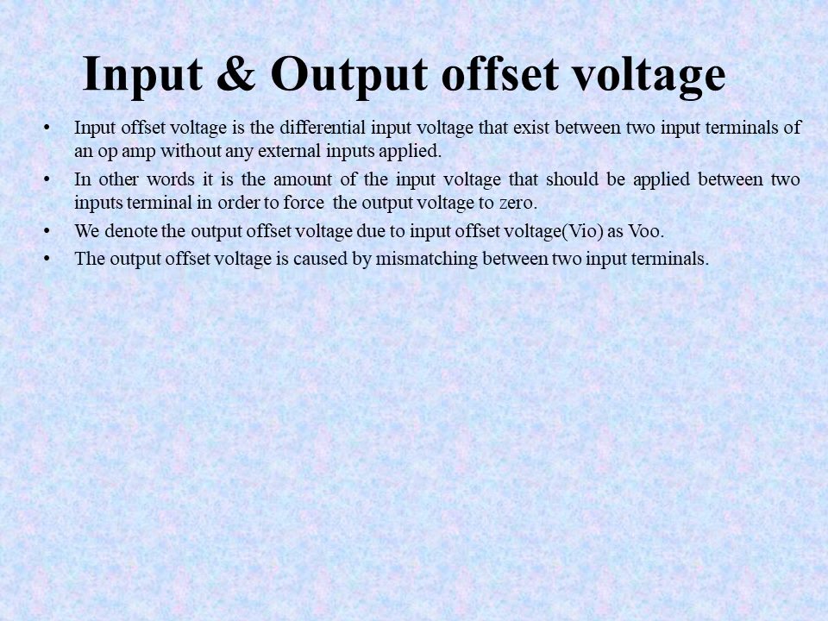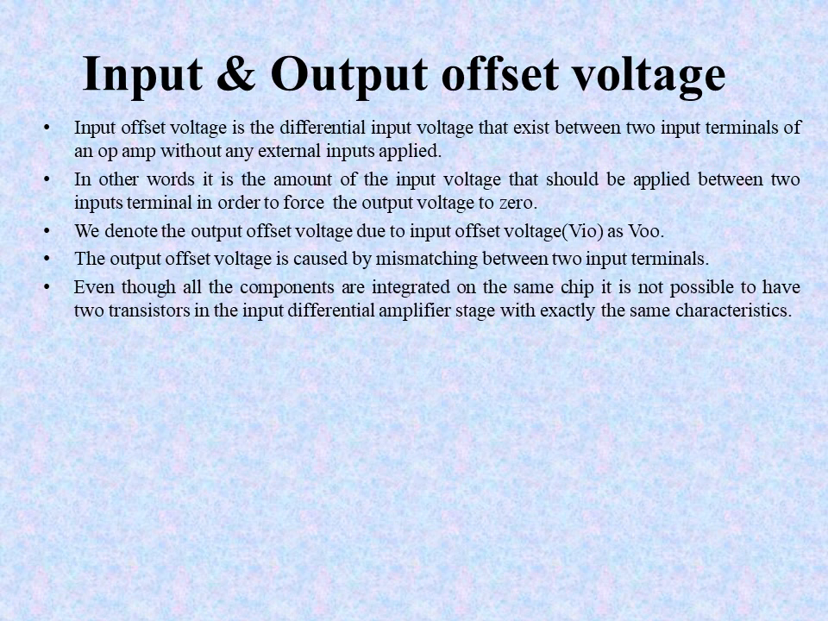The output offset voltage is caused by mismatching between the two input terminals. Why does this mismatching occur? Even though the whole circuit is designed on a single chip, the two transistors designed on the same chip are not completely identical. There is some mismatching, and due to this the differential amplifier stage is not completely symmetrical.